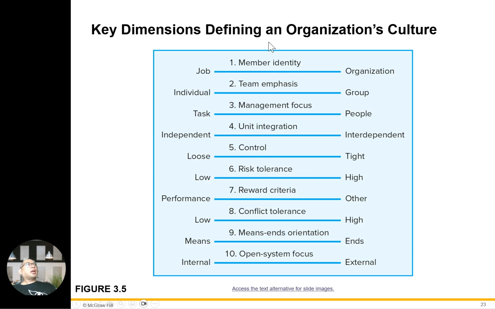Examples of key dimensions defining organizational structures are member identity, team emphasis, management focus, unit integration, control, risk tolerance, reward criteria, conflict tolerance, means and criteria orientation, and open focus. This is the typical set of defining key dimensions of the organization structures. For example, for member identity, the individual will be in the group; for task focus, it will be on the people; independence with interdependence; loose versus tight. These are the typical key dimensions.